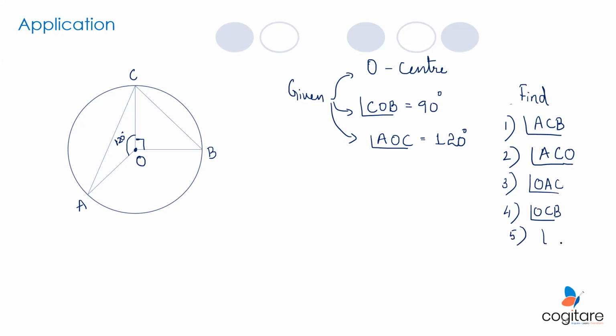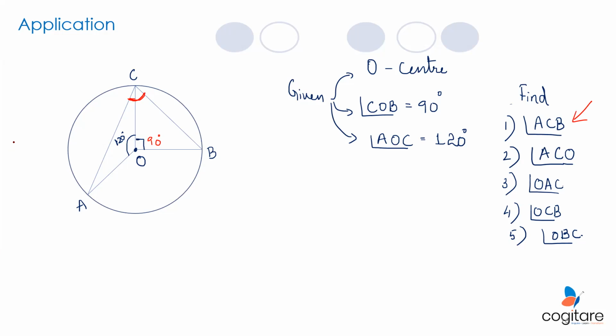Why don't we find angle OBC? Right, guys? Okay. So I would request you to pause the video and try. Otherwise, let's get started. If this is a 90 and this is 120, first and foremost, we are asked to find ACB. How much is this angle?